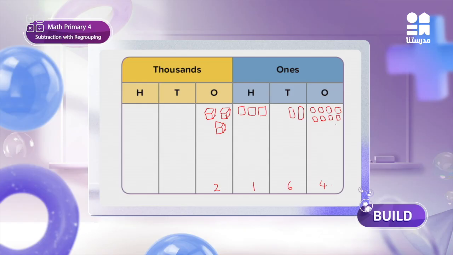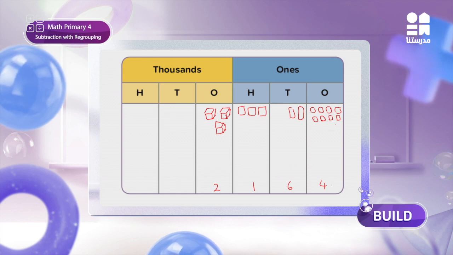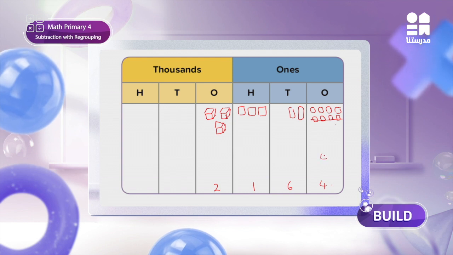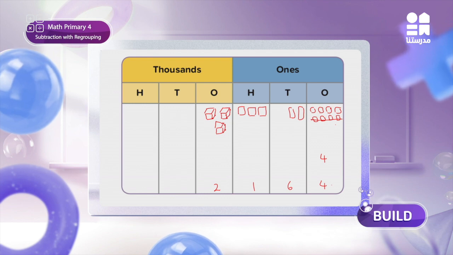What should I do? Can I make 8 minus 4? Of course, yes. 8 minus 4 gives me 4, so I will cross this. So 8 minus 4 gives me 4. So my answer here is 4. I have 4 in the ones.